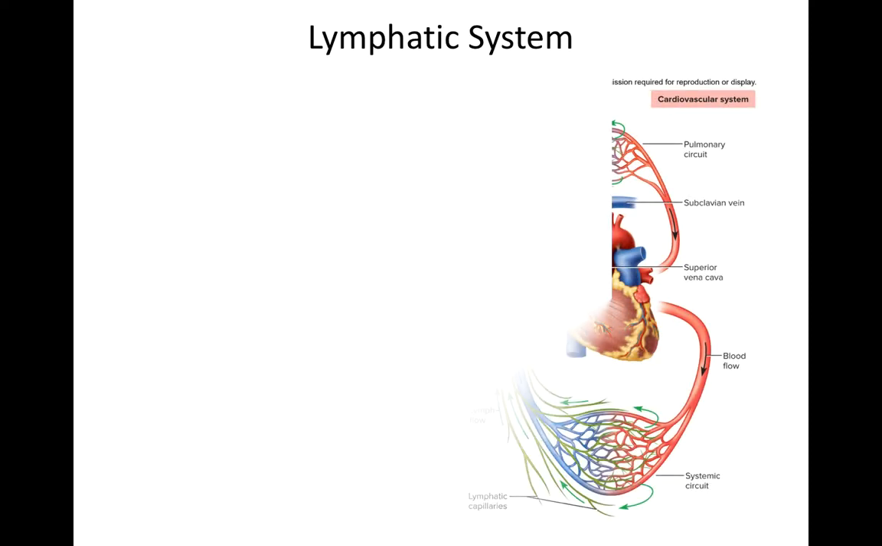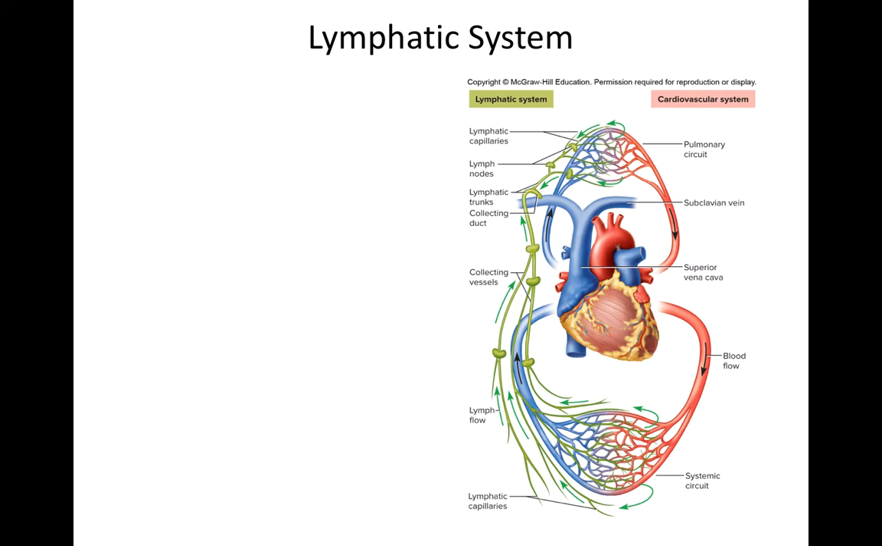Okay, so let's talk about this pathway. So we know that the cardiovascular system is kind of a circle. Blood's going to come out, go out to the tissues, and come back. Lymphatic is one-way flow. It goes from the tissues to the blood, basically, right before it gets back to the heart. The subclavian veins is where the lymphatic system hooks back into the blood.